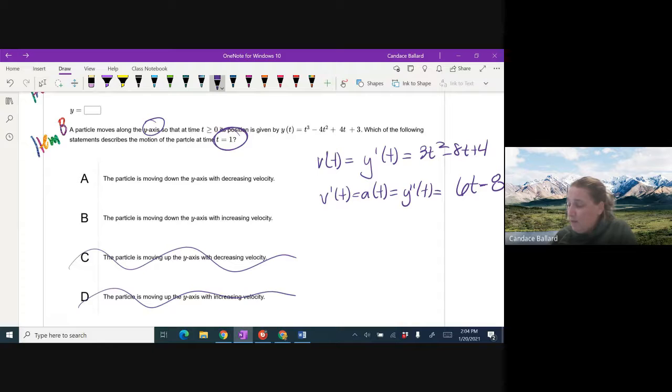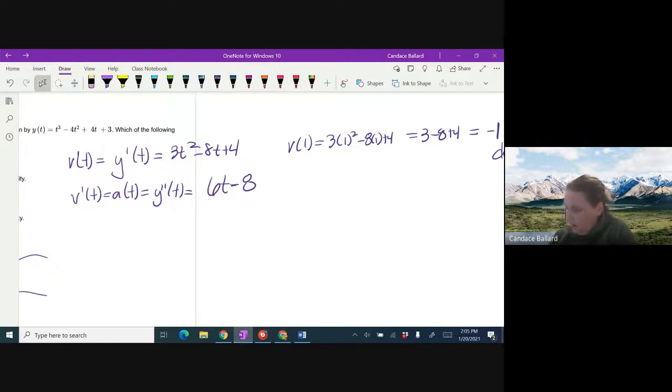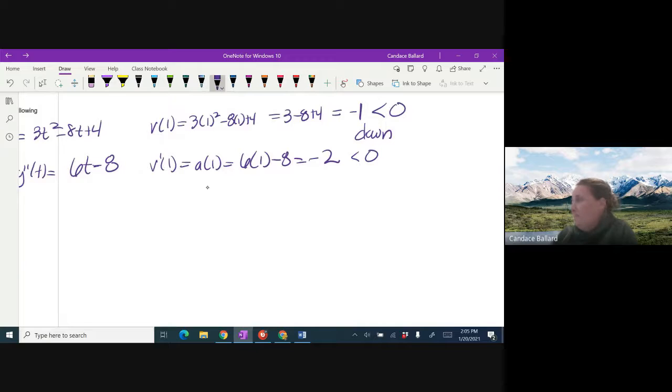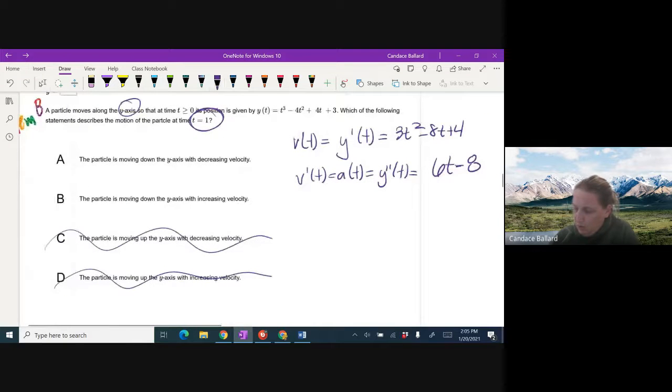So either I need to decide if the velocity is increasing or decreasing. To figure that out, you have to look at the sign of the derivative of velocity, or the sign of acceleration. The acceleration at 1 would be 6 times 1 minus 8, which is negative 2. So does that mean that the velocity is increasing or decreasing? Yep, it's going to be decreasing. Good job. Okay, so it's got to be A.